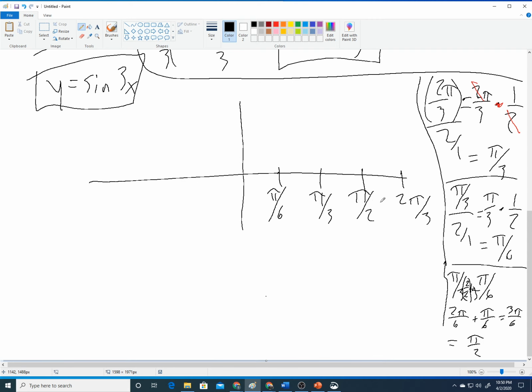So very conveniently, all stuff on the unit circle. Won't always work out like that, but in this case it did. And to get my second period, the easiest thing to do is to mirror image this on the other side.